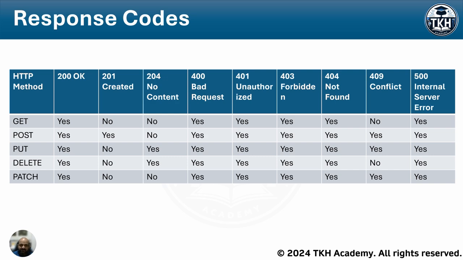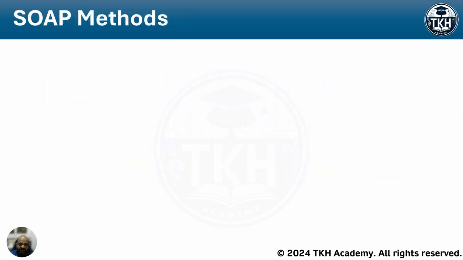Okay, so we have talked about REST. In case of SOAP, SOAP uses a different approach and it does not rely on the standard HTTP methods. Instead, it uses specific operations defined in the WSDL, which is Web Service Description Language. And here are the main types of SOAP operations we are going to talk about today.